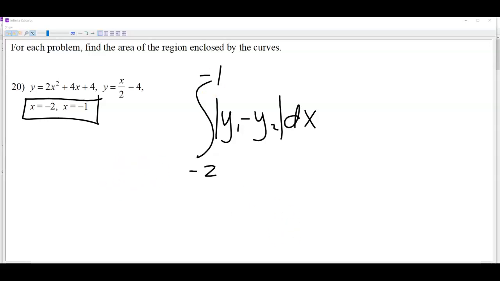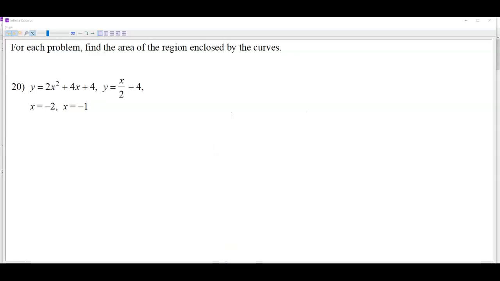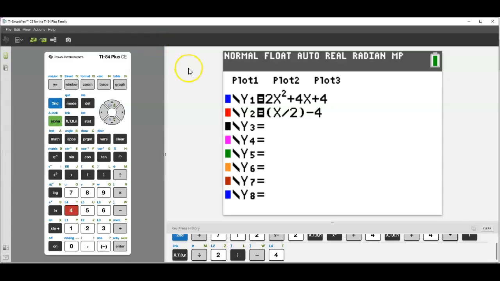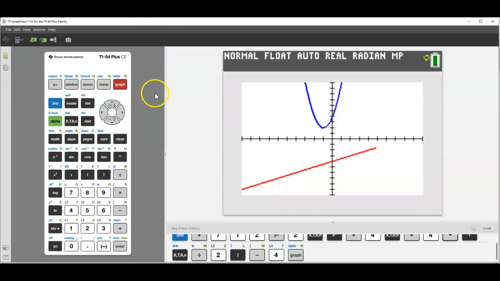So just to kind of bring it down to earth a little bit and give it some context, let's take a look at what it actually does look like, even though we really don't care. Now what we're doing is integrating from -2, which is about here. So if I go straight up and straight down, and then -1, straight up and straight down, what we're finding is this little area right here between the two curves.